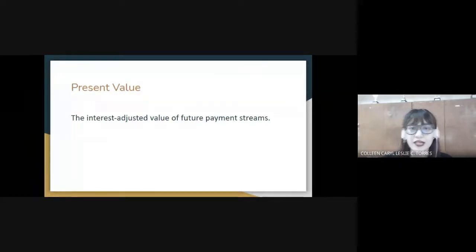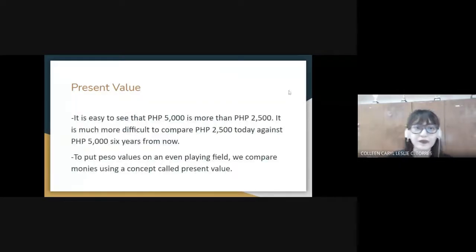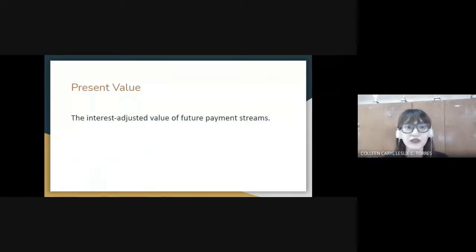So as mentioned, present value refers to putting payment values on an even playing field. We compare monies using a concept called present value. Now, present value refers to the interest adjusted value of future payment streams.